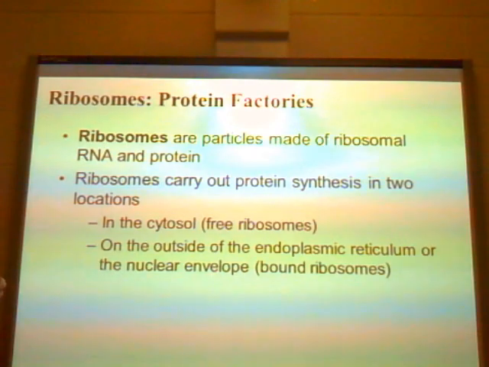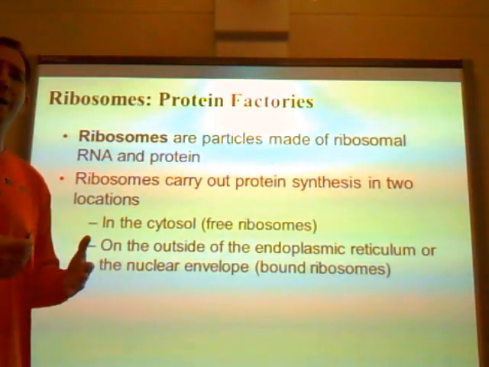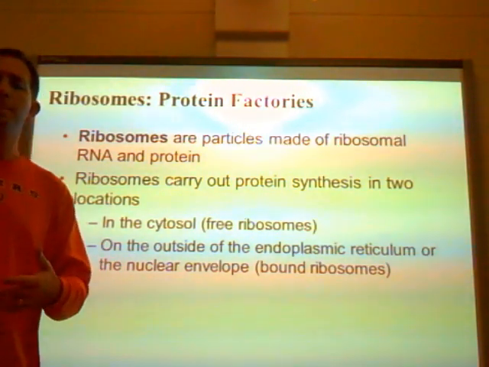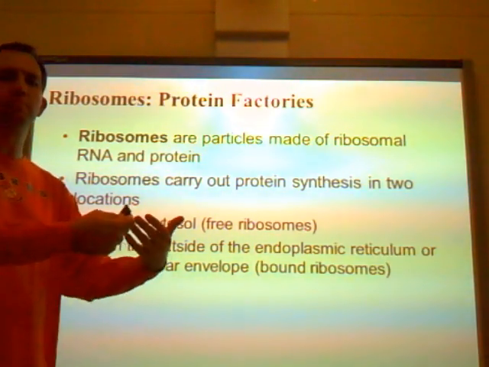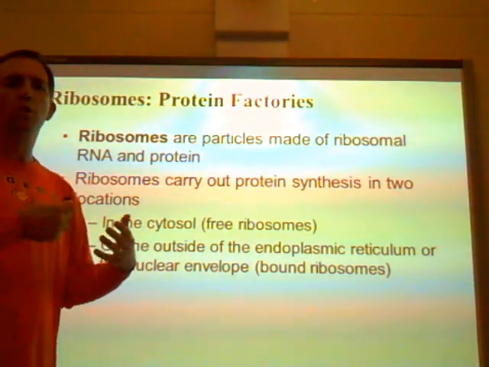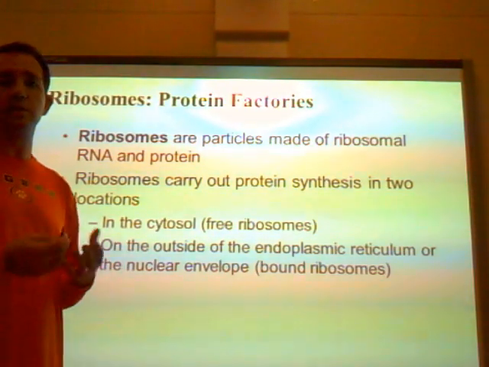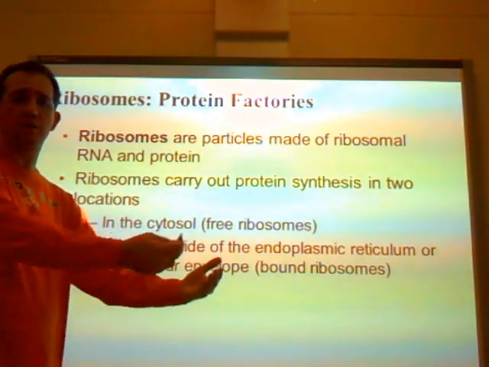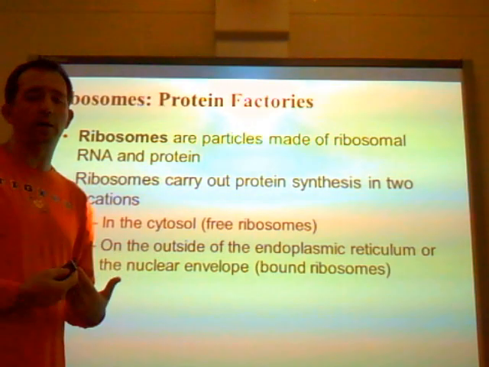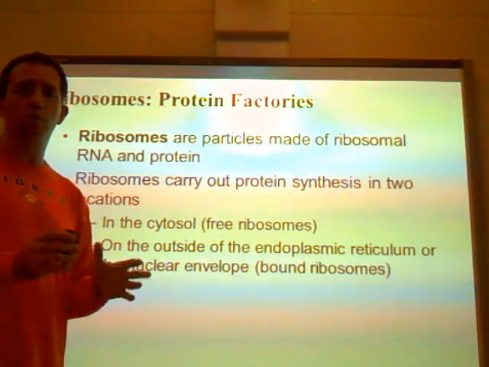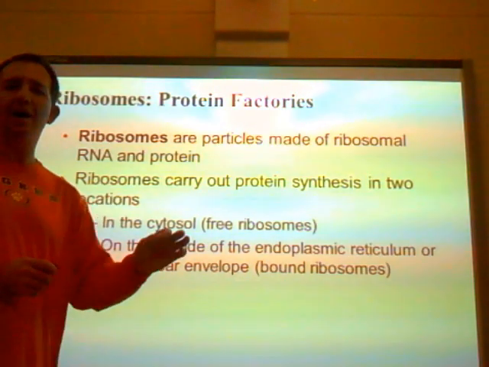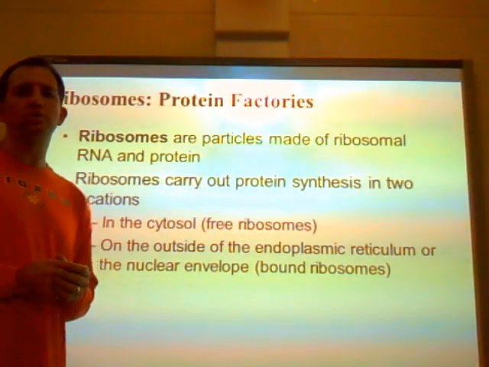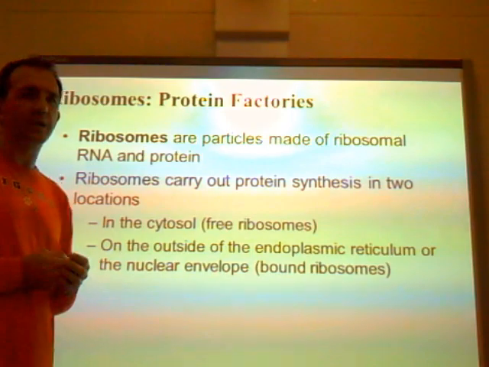Now, what exactly are ribosomes? Well, ribosomes are particles that actually allow proteins to be produced. Without ribosomes, we would not be able to produce the proteins that we have. And here I'm dealing with both types of cells, prokaryotic as well as eukaryotic, because ribosomes exist in both of those types of cells. Without them, we wouldn't be able to synthesize proteins.